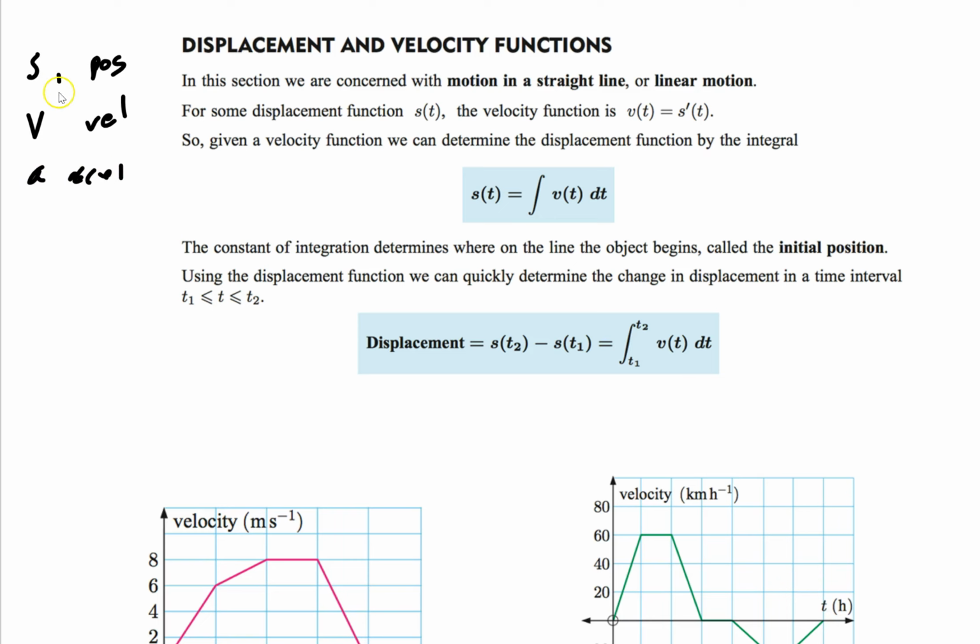So when you took a derivative of position, you got velocity. When you took the derivative of velocity, you got acceleration. If you want to go backwards, you integrate. So displacement is also just known as the integration of velocity. Same thing, that's what displacement is. You integrate velocity to get displacement.